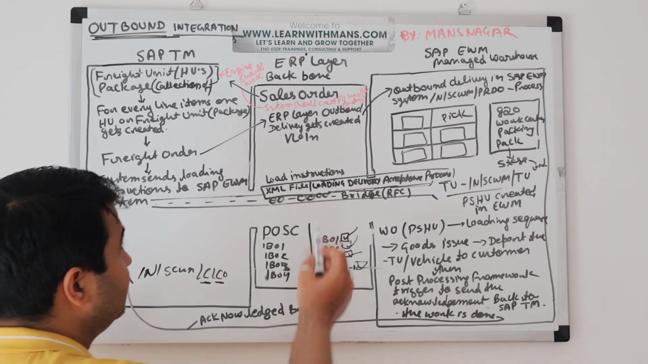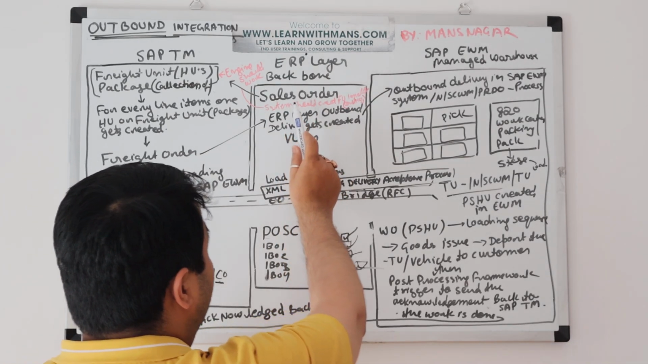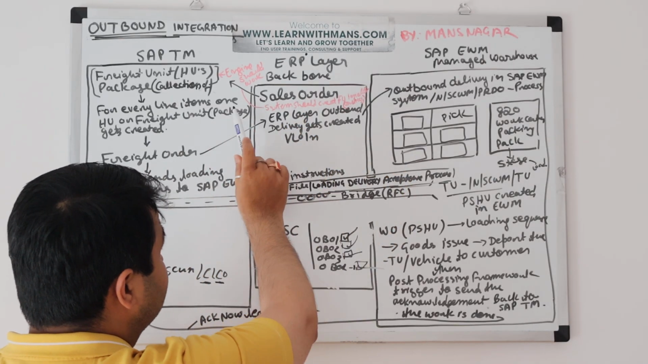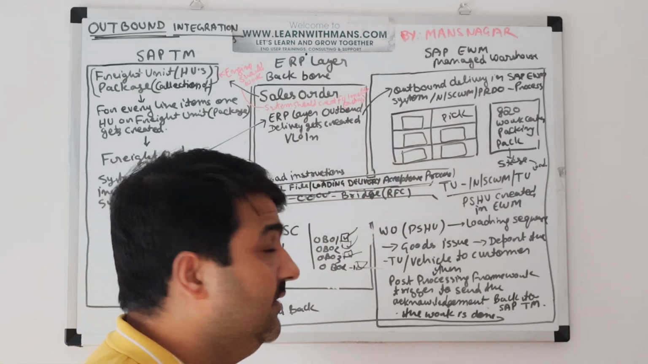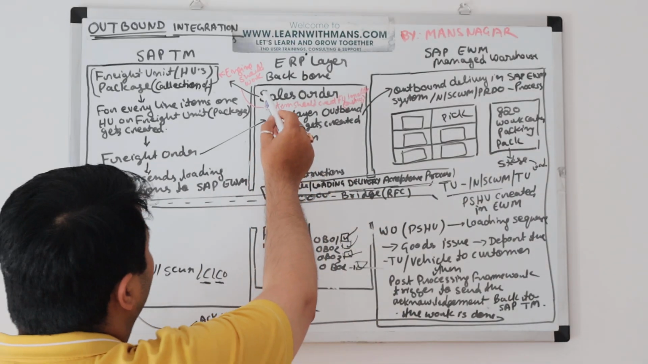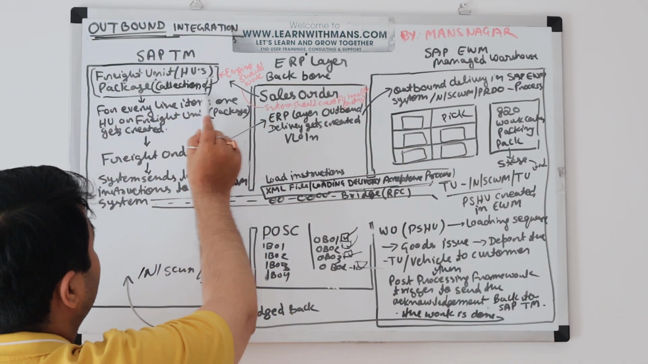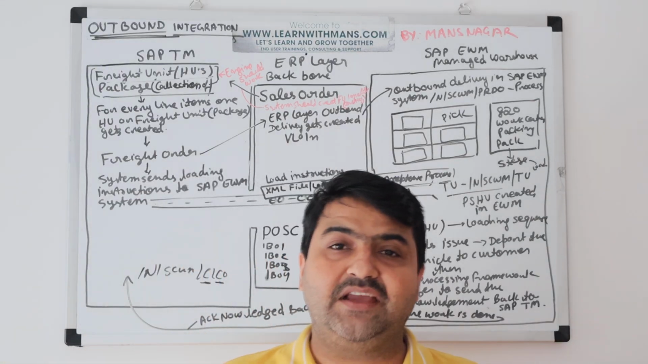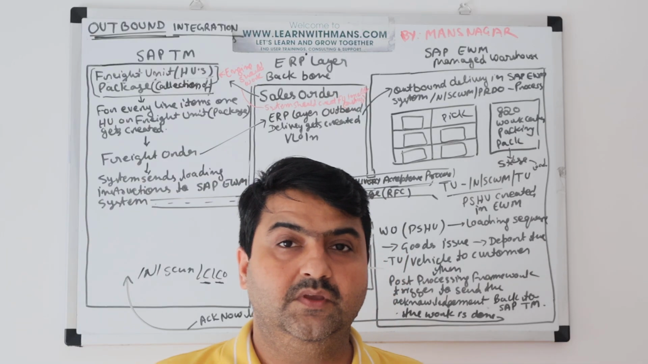But here we have the integration in between. So first I will create the sales order. When we create the sales order in the ERP layer, which is the backbone in between both the systems, or behind both the systems, we have this backbone layer. Then the system creates freight units, handling units, package, collection of, in the SAP TM side. Package means collection of. Conceptually, package means collection of something.